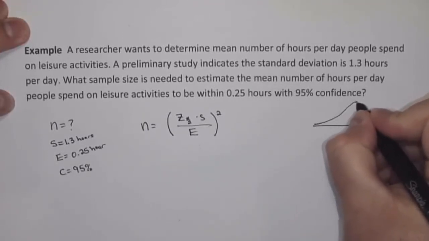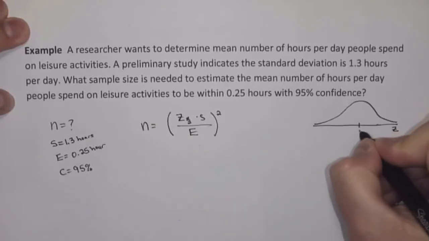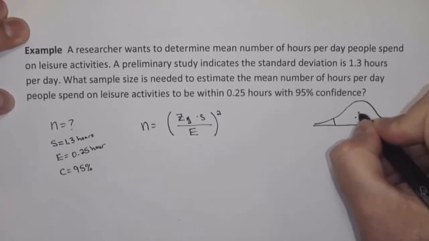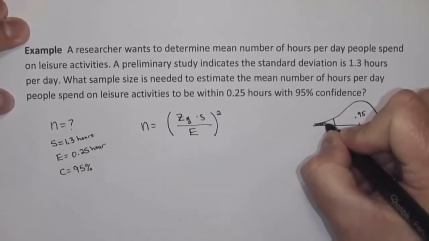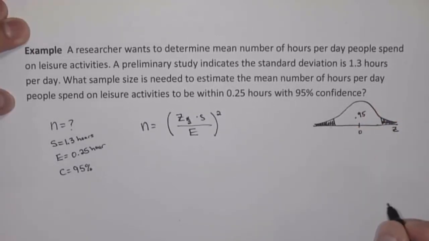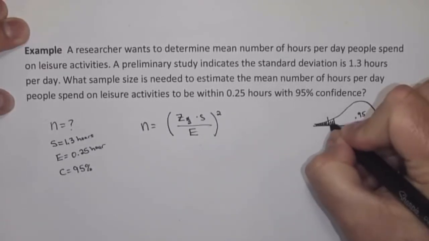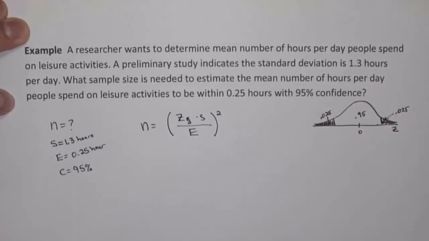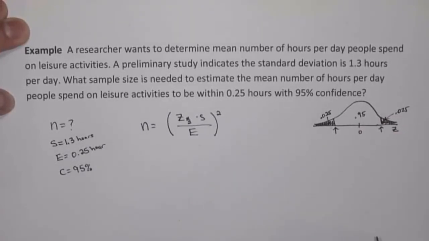So now we're using z, so we are dealing with the standard normal distribution. We need this area in the middle to be 0.95, which means the area out in the two tails will be the other 0.05. Half of that goes in each tail. Well, half of 0.05 is 0.025, so we have 0.025 in both tails. So we need to figure out what these critical values are.